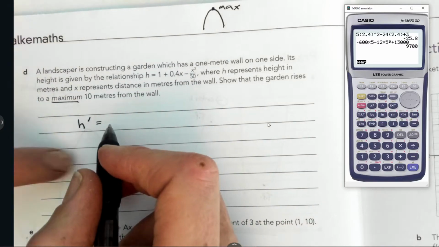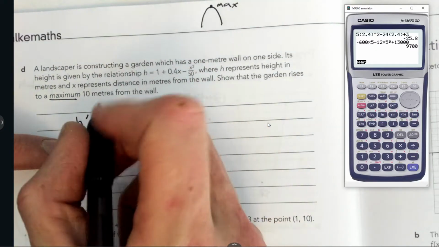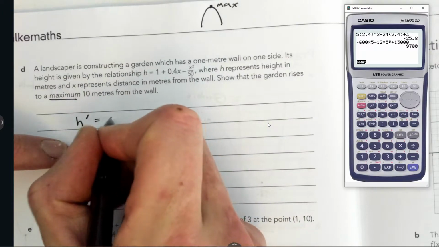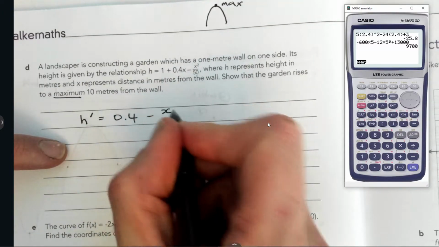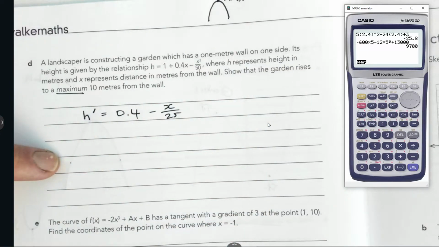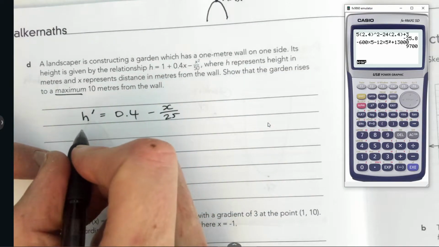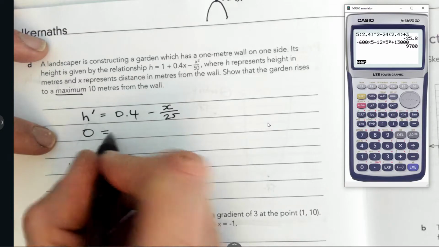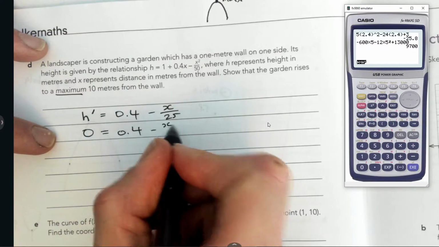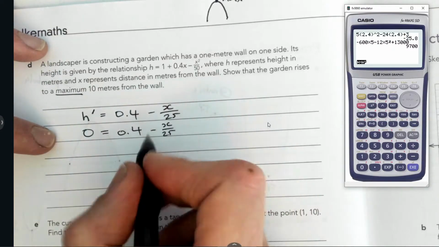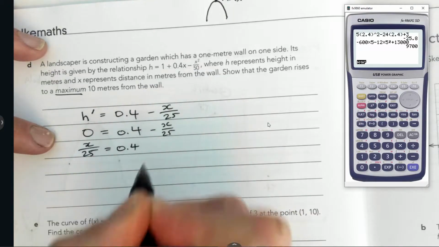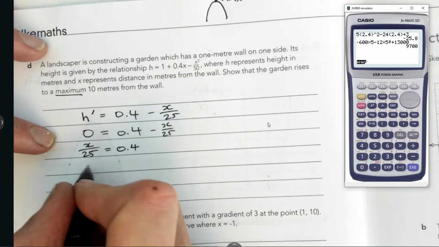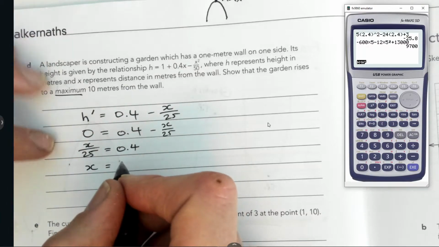So we're just going to go h dash equals, we get rid of that 1, 0.4 minus x over 25. And then we're going to maximize that by setting that equal to 0. 0.4 minus x over 25 equals 0. X over 25 equals, oh sorry, just positive 0.4. X equals 25 times 0.4.